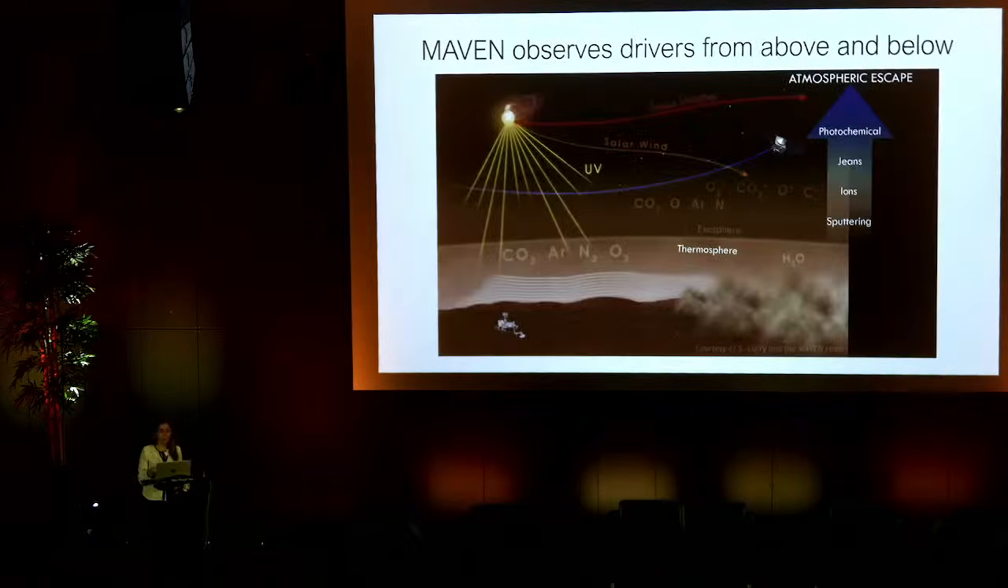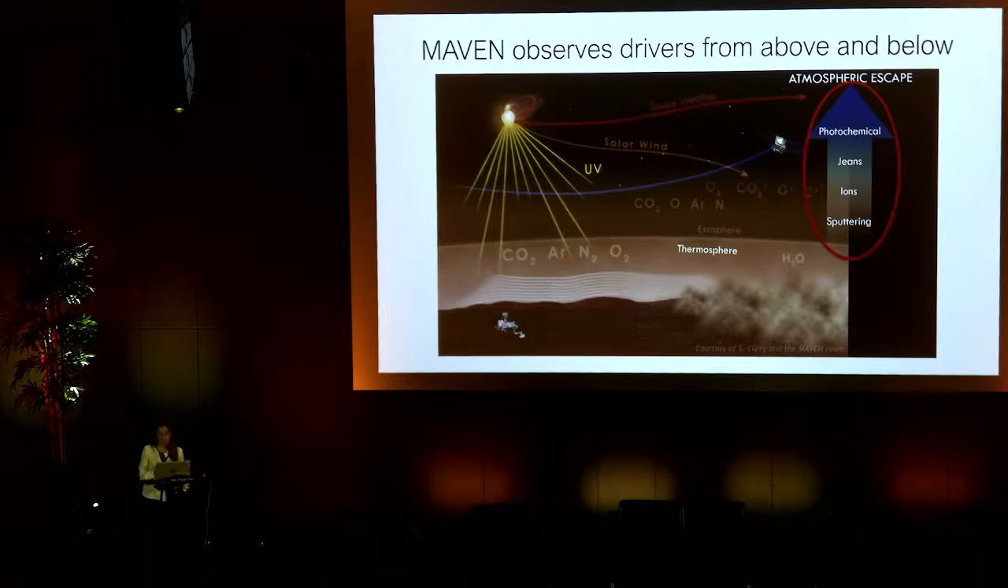So MAVEN can observe what I like to say are the drivers from above and below. I won't go through our whole instrument suite, but I do want to point out that we can understand both the drivers, things like dust and heating from the surface, as well as understanding the sun. And what MAVEN was designed to do was to look at all of these inputs and then look at the immediate reaction of the atmosphere, specifically how the atmosphere responds and how it is escaping when all of these drivers are input into the system.